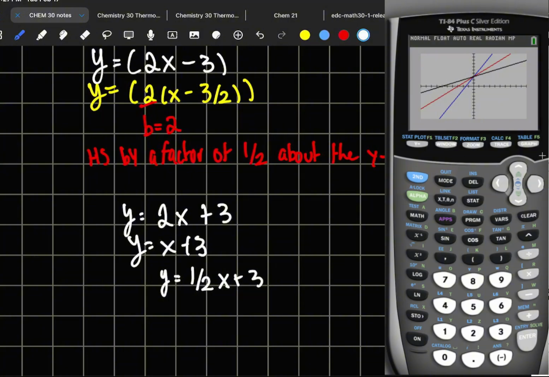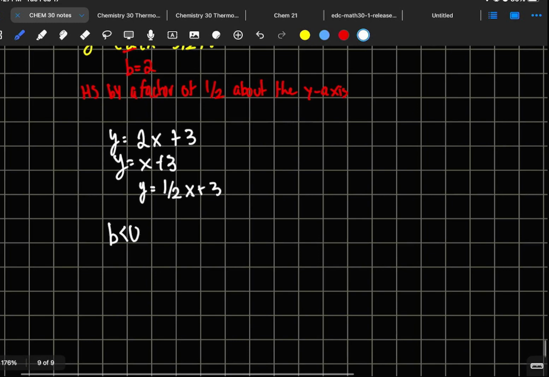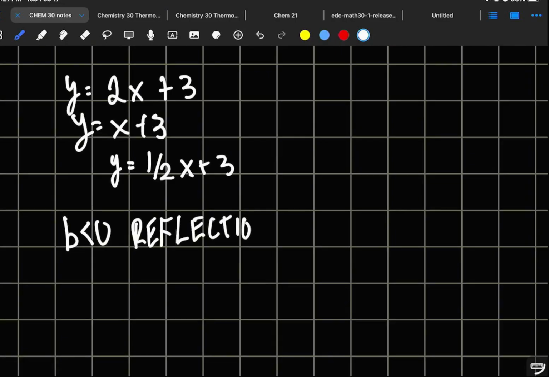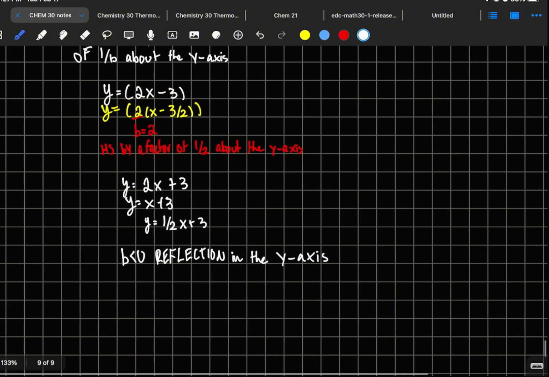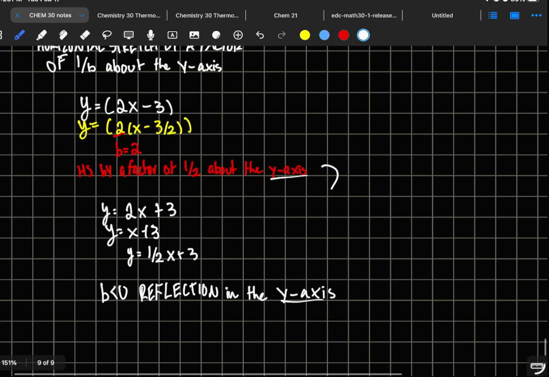Now, when b is negative, what happens? You're going to have another type of reflection. This is going to be a reflection in the y-axis. So remember that a affected the x-axis. This one reflects the y-axis. So it corresponds with the same axis. So it's going to be consistent between the two.